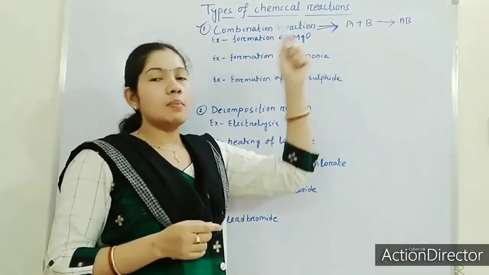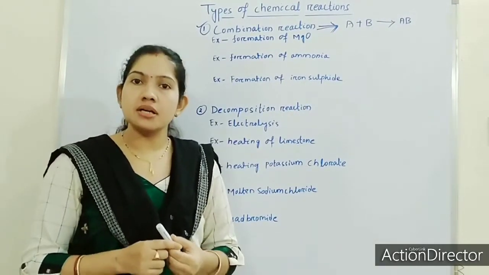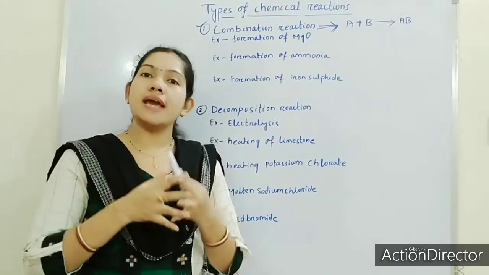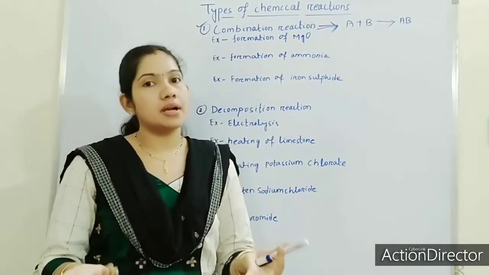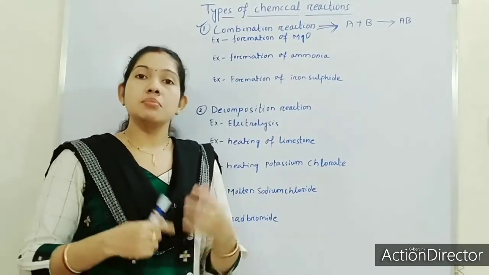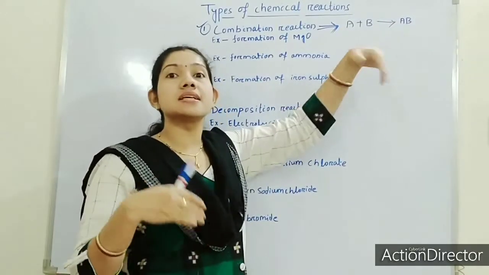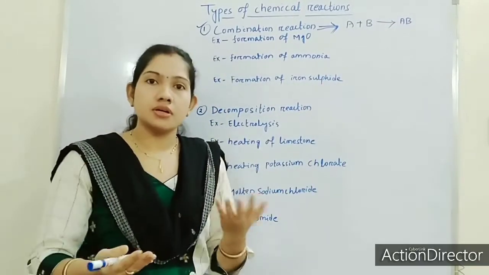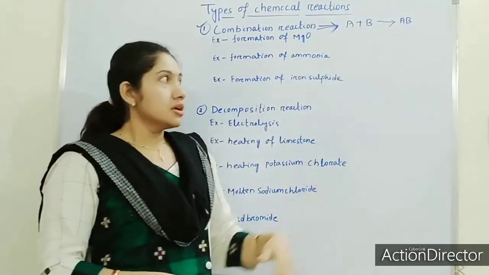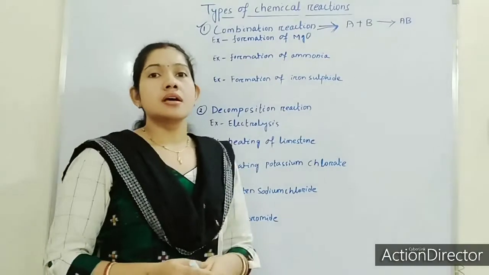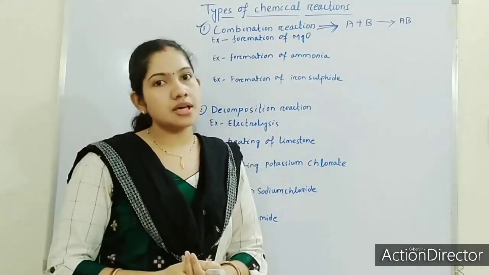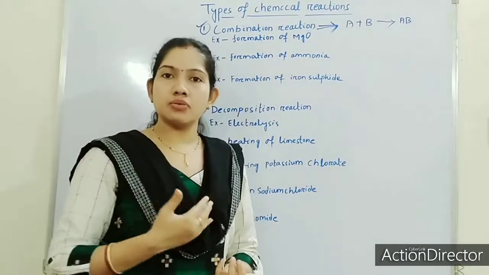So a combination reaction is nothing but the union of 2 reactants to form a new product. We can also name it a synthetic reaction or synthesis reaction, because here a new product is synthesized. It is formed. That's why we can also name it a synthesis reaction. Let us discuss some more examples of combination reactions, so that you will be clearer about the topic.